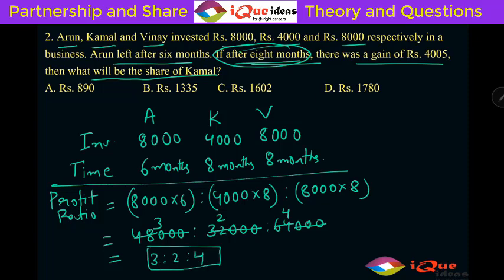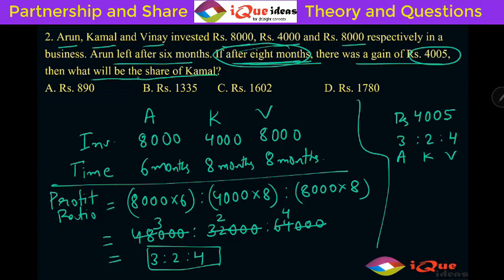Right? Now, what is the question asking? The question is saying that the total profit after 8 months, there was a gain of 4,005 rupees, right? So the total profit is rupees 4,005. This has to be divided in the ratio 3 is to 2 is to 4 among Arun, Kamal and Vinay. Now, what do we have to find? We have to find the share of Kamal.